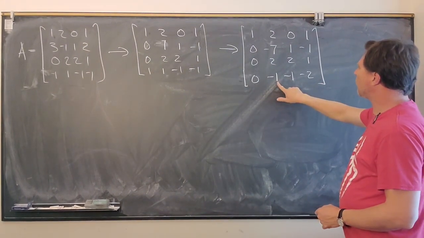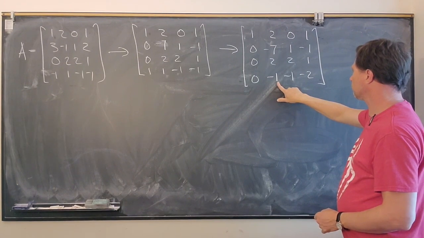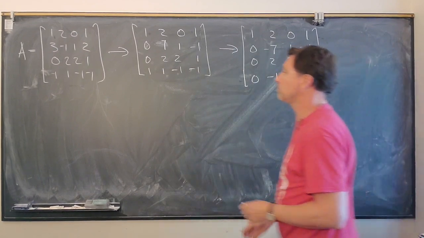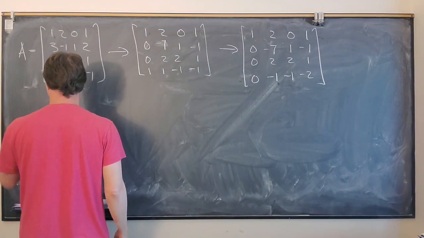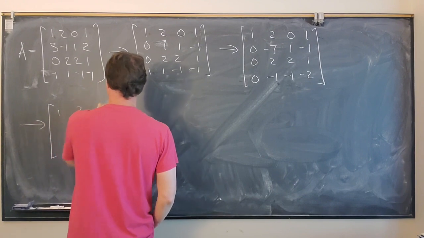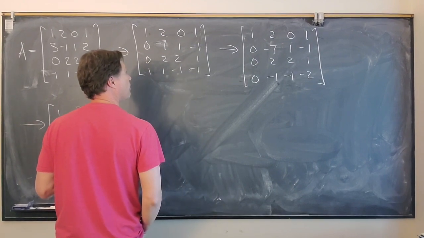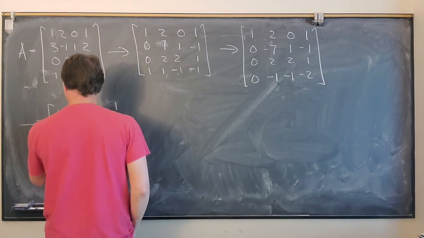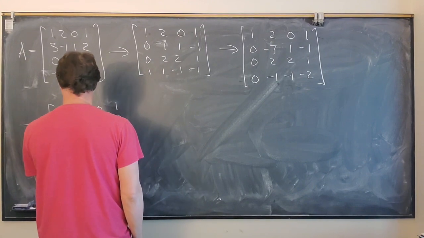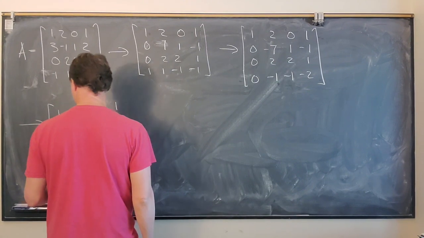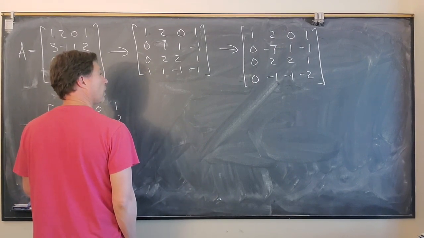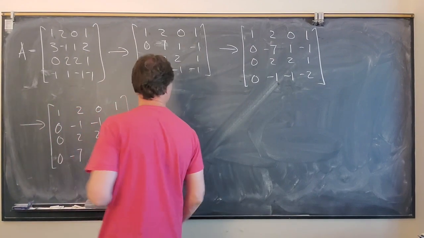Now, I see a negative 1 right here. I want that to be my leading 1. So what I'm going to do next is interchange rows 2 and 4. So that's going to be 1, 2, 0, 1. 0, minus 1, minus 1, minus 2. 0, 2, 2, 1. And then 0, minus 7, 1, minus 1, right? So all I did was interchange rows.